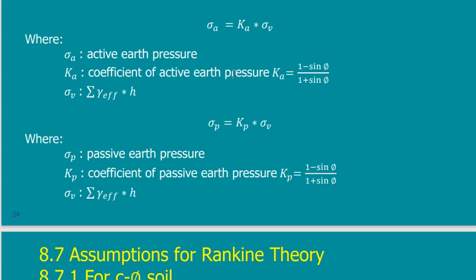So if I have K active, say the value of it is 1/3, in this case here it will be 3. So 1/3 compared to 3, it's something like 9 times the value. So K passive is the opposite. I have to modify this in my slide.